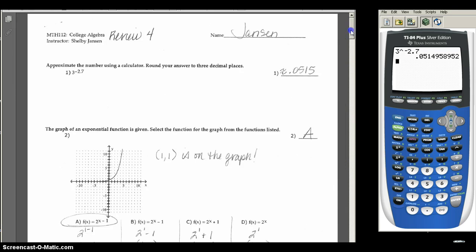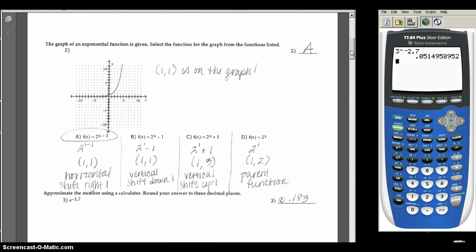Looking at number 2, the graph of an exponential function is given. Select the function for the graph from the functions listed. There's a couple different ways you can tackle this problem. You have all 4 of your options here. You can put all 4 of them into your graphing calculator and see which one matches.